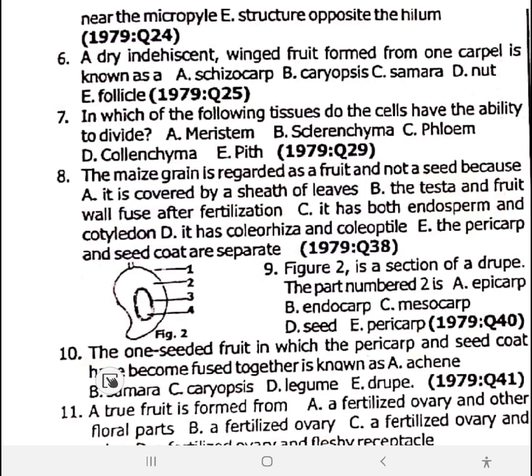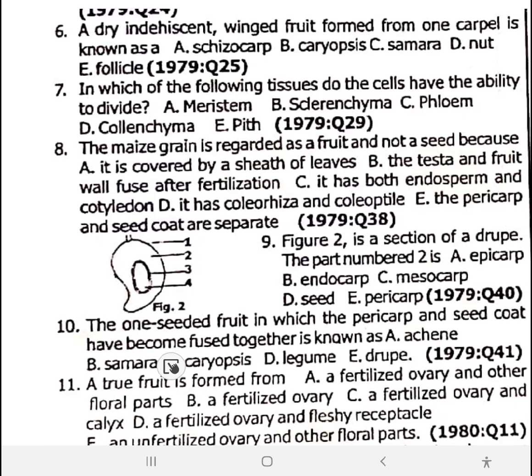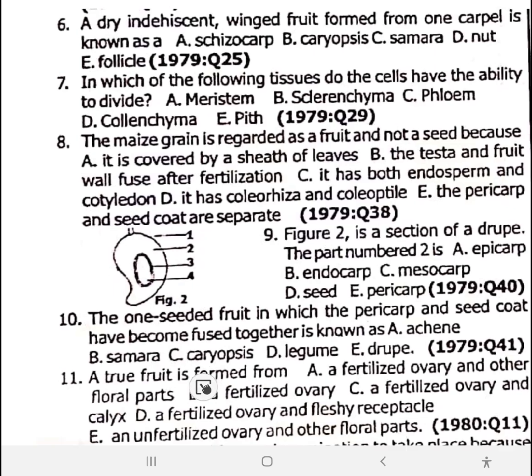Then the one-seeded fruit in which the pericarp and seed coat have become fused together is known as caryopsis. So jot down, caryopses are one-seeded fruits with the pericarp and seed coat fused together. So number 10 is option C, caryopsis.